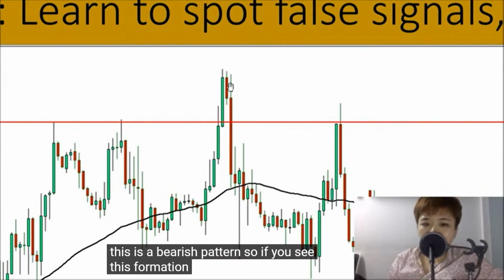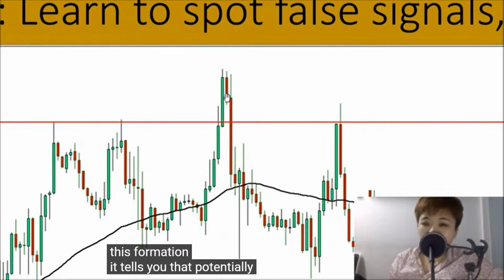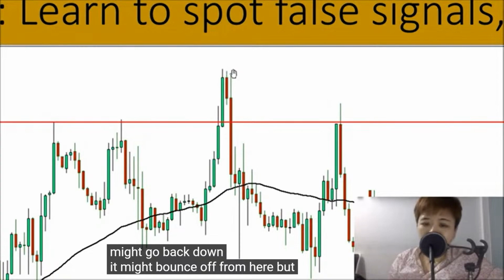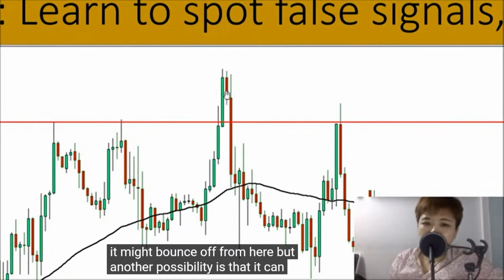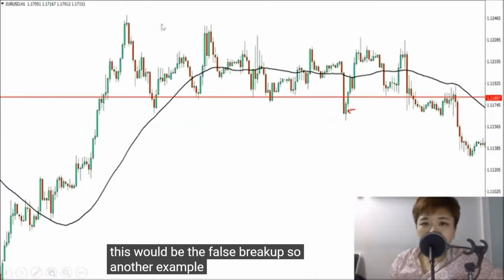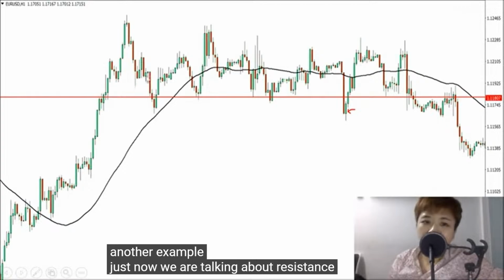So if you see this formation, it tells you that potentially price might go back down. It might bounce off from here, but another possibility is that it can go back to the range, and hence this would be the false breakout. So another example, just now we are talking about resistance.